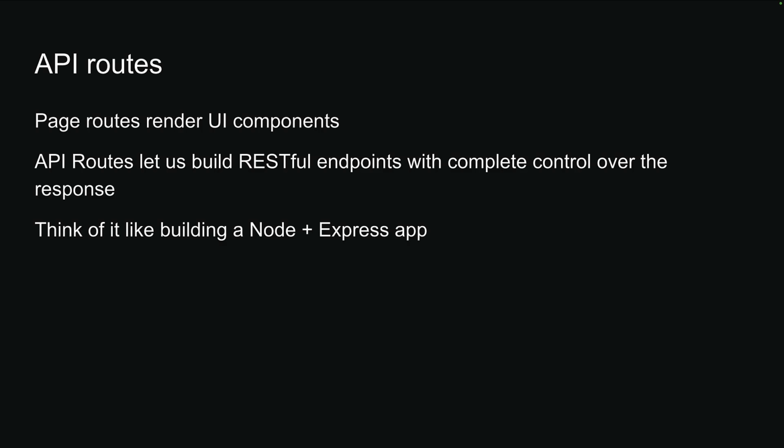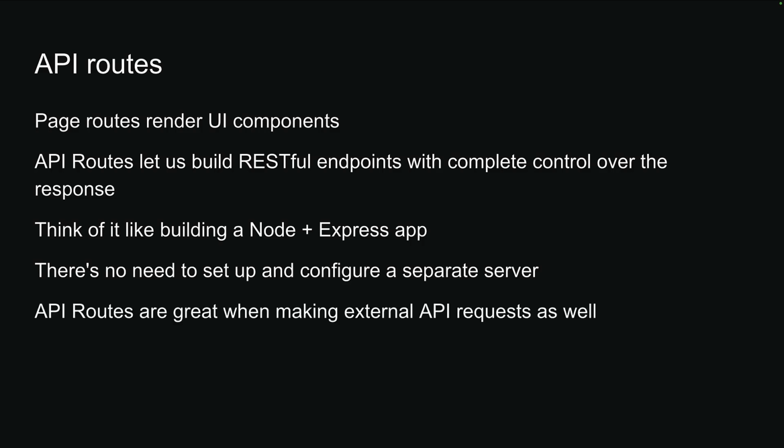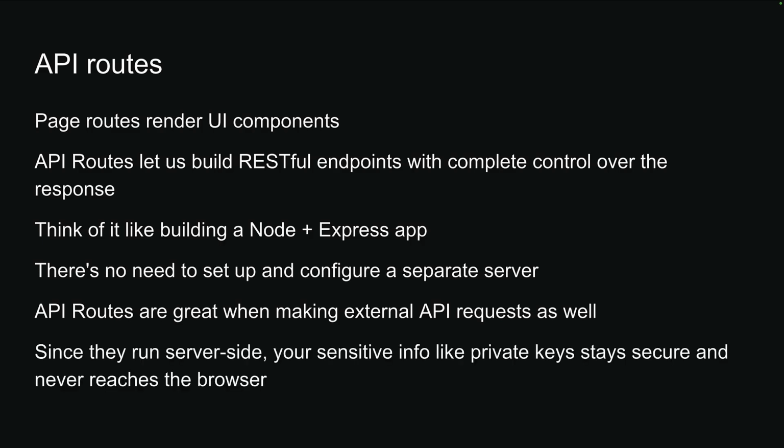But here's the cool part. There is no need to set up and configure a separate server. Expo Router gives you everything right out of the box. API routes are great when making external API requests as well. For example, if you're building a universal app that needs to talk to third-party services, API routes are perfect for that. Since they run server-side, your sensitive info, like private keys, stays secure and never reaches the browser. Let's see this in action with some examples.